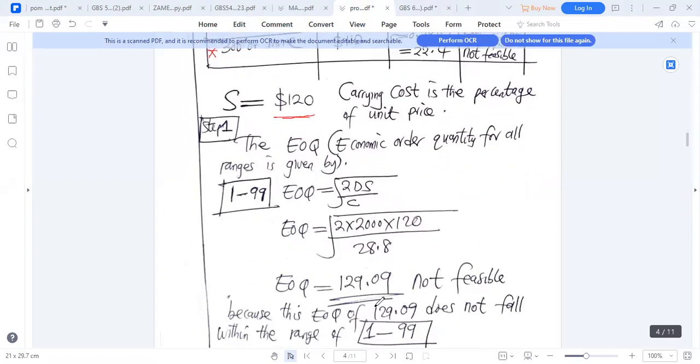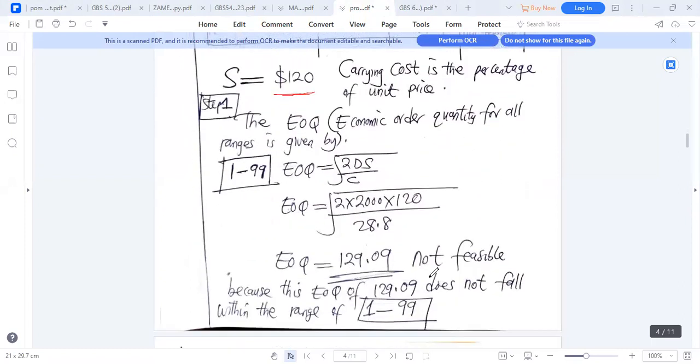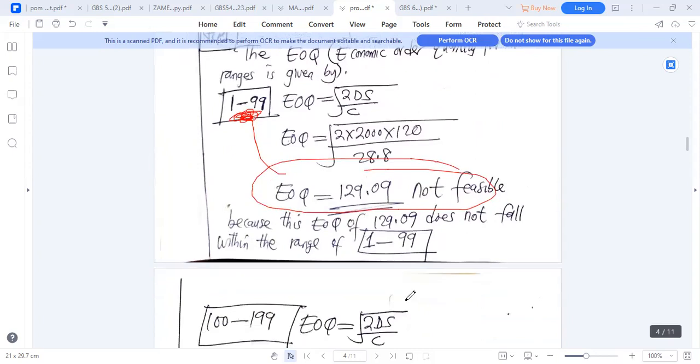So we're getting this one, 129.0, is not feasible because it does not fall in the range or in the interval. So that explains why that one is not feasible, because it does not fall in the interval.